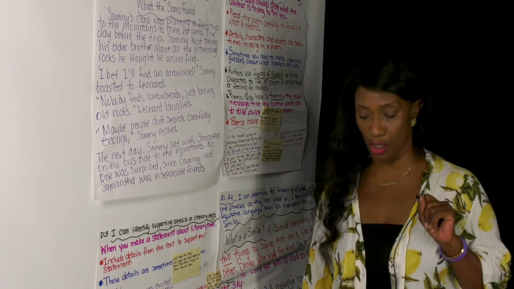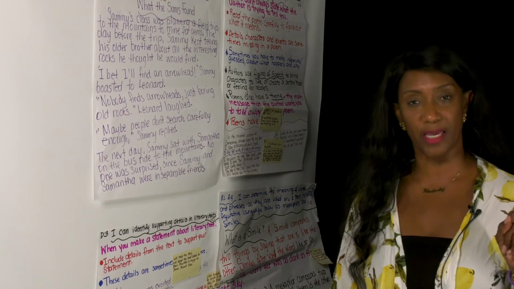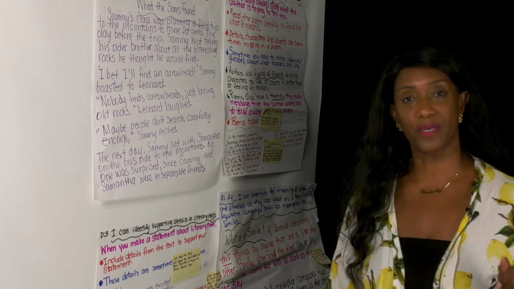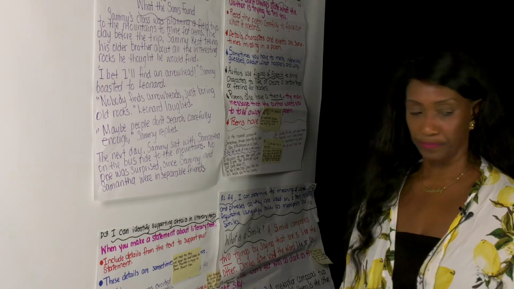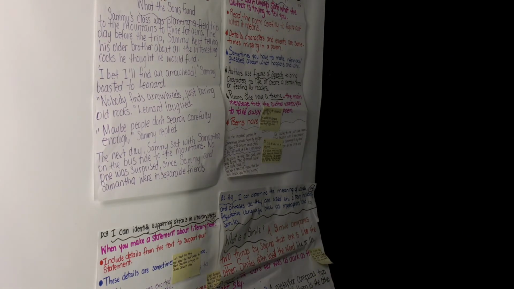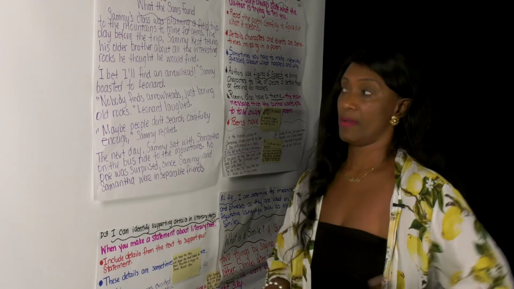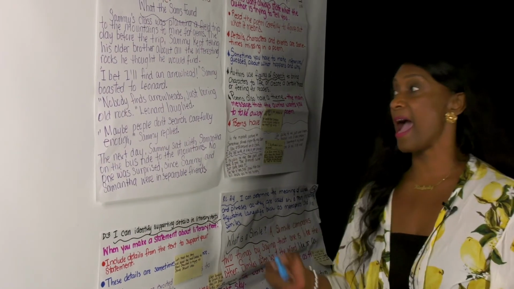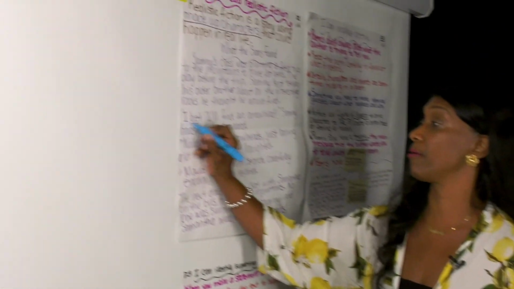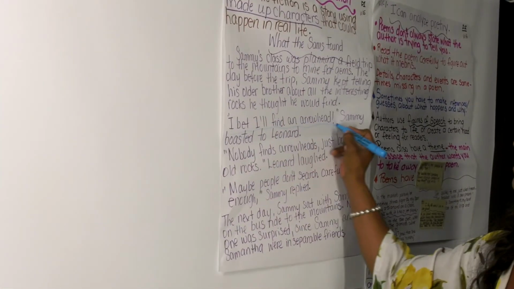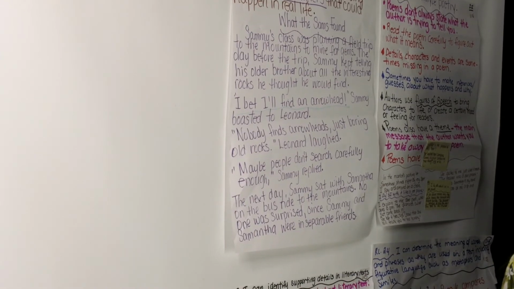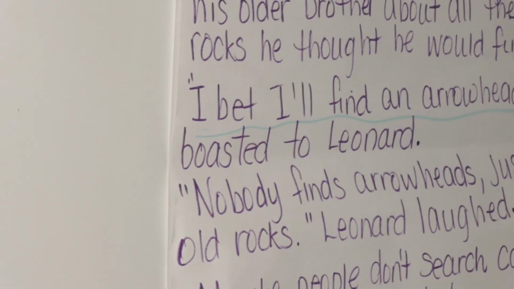Let's think, boys and girls. How do you think Sammy feels about the trip? Let's look at some clues that we might have here. Sammy is saying, "I bet I'll find an arrowhead." So Sammy is boasting. Boasting means he keeps talking to Leonard.